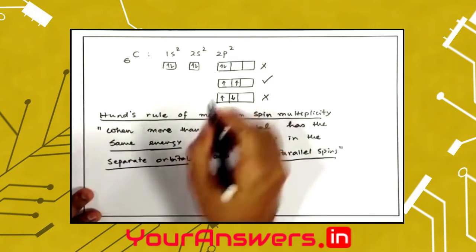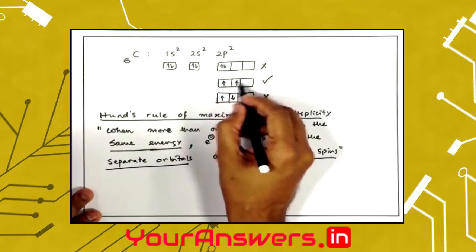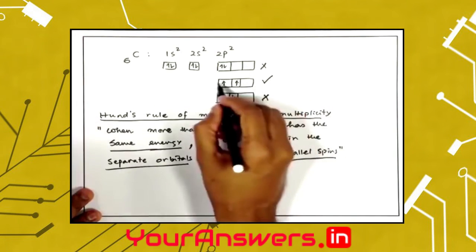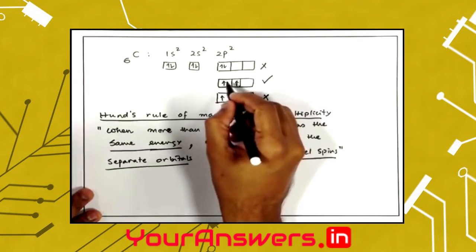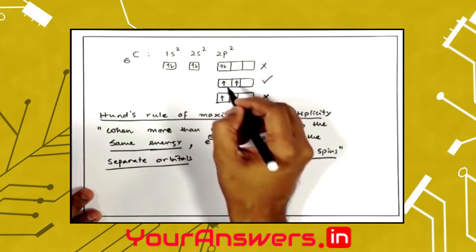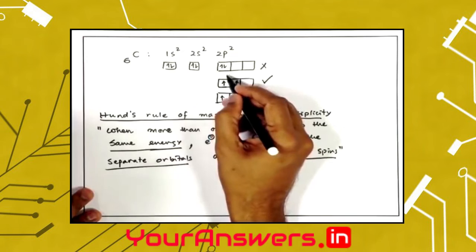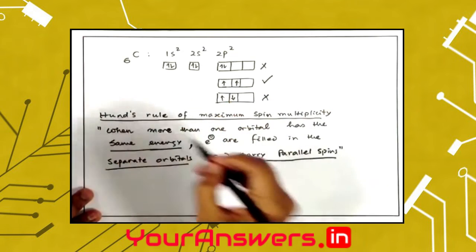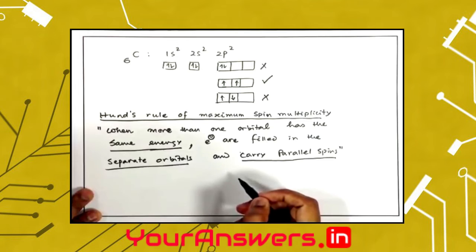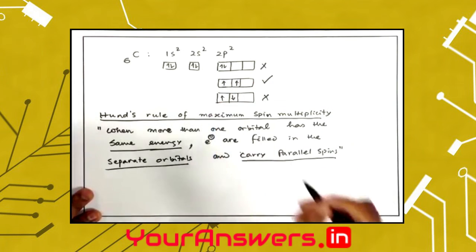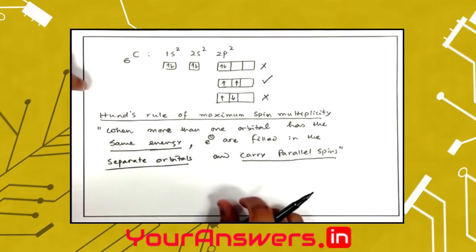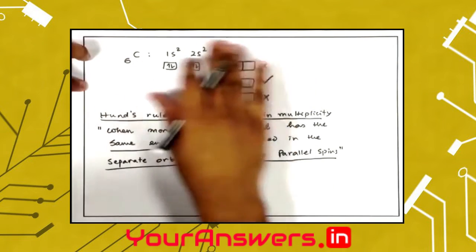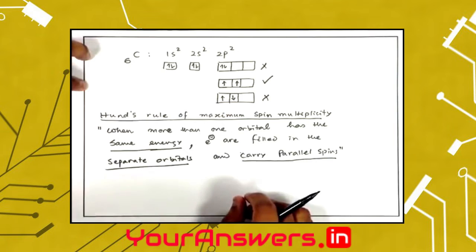So, the way we fill the electrons is that we first fill each orbital singly, and once all orbitals are filled, then we will start giving a second electron to an orbital. When we give the second electron, we must give it with the opposite spin, because that is dictated by Pauli's exclusion principle. Otherwise, 2 electrons cannot have the same spin in the same orbital. So, taking together Hund's rule and Pauli's exclusion principle, we can write down this electronic configuration of this carbon atom.